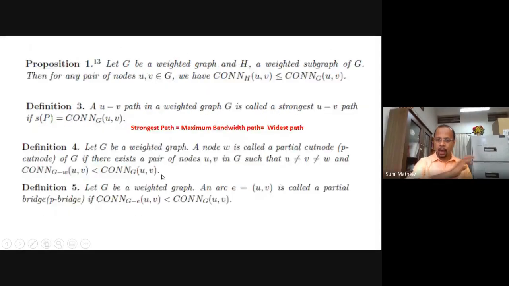Fine. Now, these are some basic results. If you have a subgraph of the original graph, or a subnetwork of the original network, connectivity may automatically be less in the subgraph than in the original graph. That's the first proposition. And the path whose bandwidth is the maximum, we call the maximum bandwidth path. Technically, in graph theory, we call it the strongest path. That is my definition: a strongest path is the maximum bandwidth path.